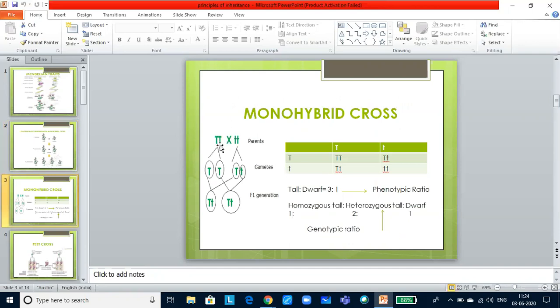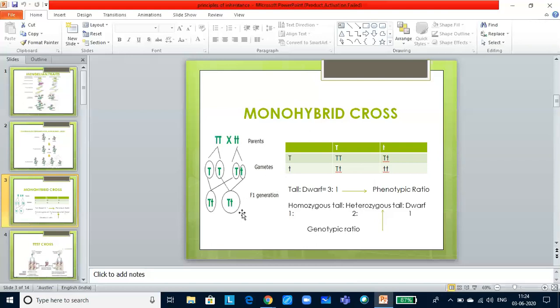If you look at capital T and lowercase t, these are the parents. So this is the homozygous condition. When both the alleles, when both the genes are similar, we call such a pair homozygous alleles. You know that this will produce gametes, and these gametes will combine randomly. So what you get as capital T, lowercase t was the F1 generation. It was again a tall plant, and this condition is called heterozygous tall or heterozygous status because there are 2 dissimilar alleles.